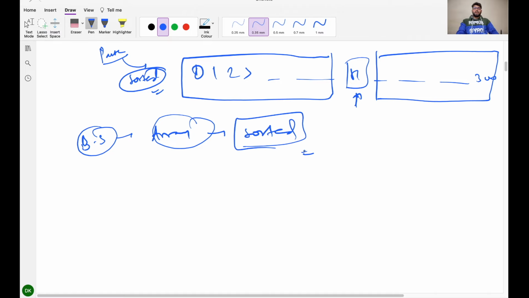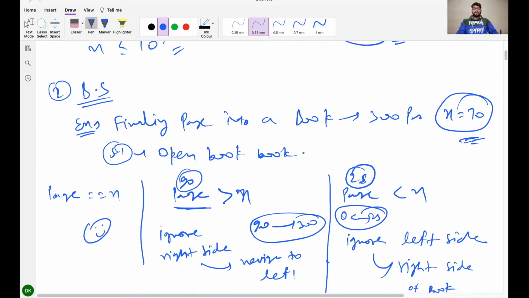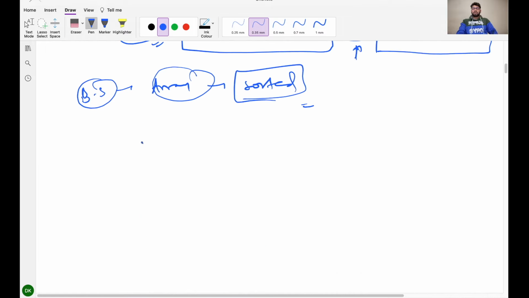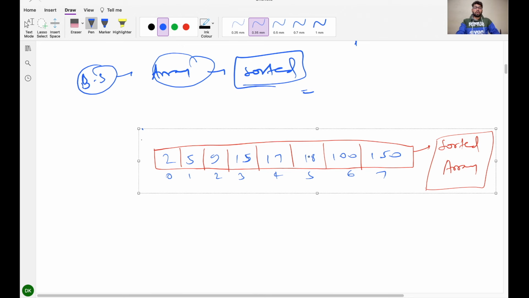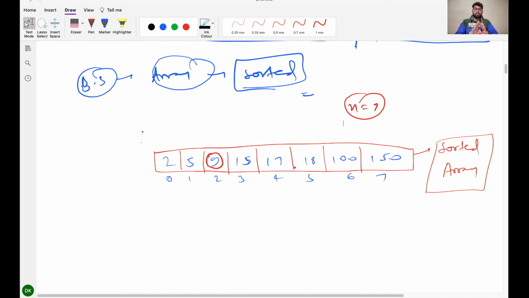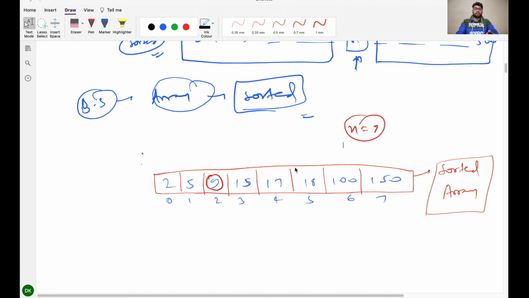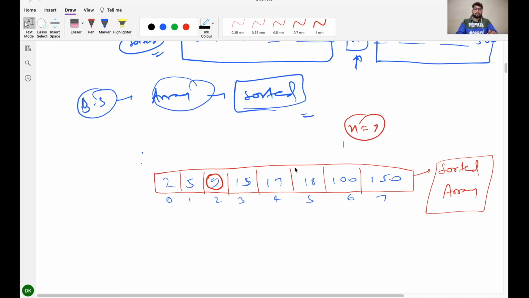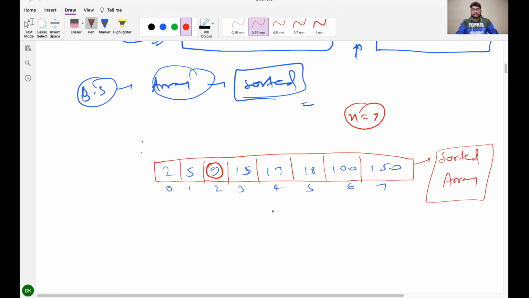Okay, now we understand the concept of binary search. So let's analyze this concept with a sorted array. Let's say I have to find x equal to 9. First of all, just like when we open a book at random, we don't do something like this in binary search. We just check the middle element.